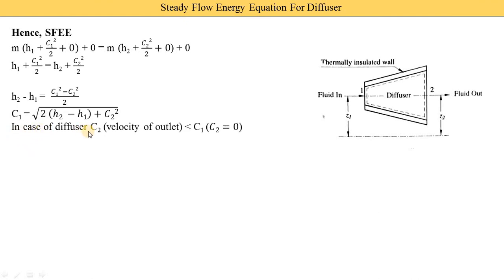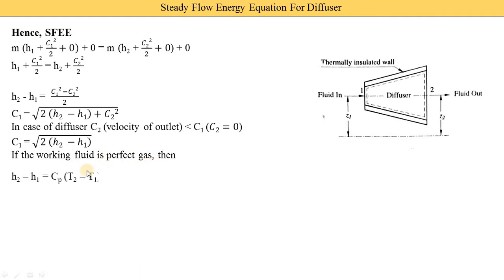Now in case of the diffuser, the c2 outlet velocity is very small compared to c1, so we consider c2 is equal to 0. Here the c2 square value is put as 0, then we get this equation: c1 is equal to the square root of 2 times h2 minus h1. Now if we consider that the working fluid is a perfect gas, then instead of this h2 minus h1, we are able to write cp in bracket t2 minus t1. And for the perfect gas, another law is that t2 upon t1 is equal to p2 upon p1 raised to gamma minus 1 upon gamma.